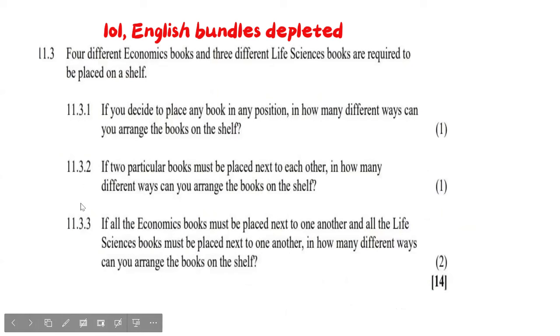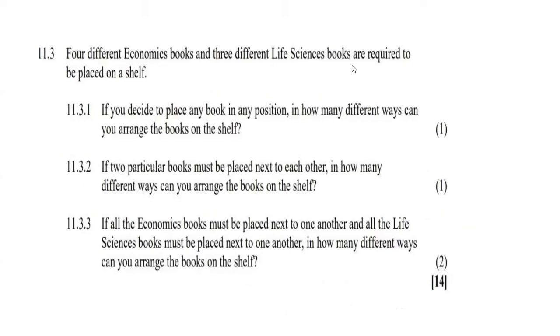Now, 11.3 says 4 different economic books and 3 different life science books are required to be placed on a shelf. 11.3.1 says if you decide to place any book in any position, in how many different ways can you arrange the books on the shelf, right? So for this one, you just have to count how many books are there. We have 4 different economic books and 3 different life science books. All in all, we have 4 plus 3, so that's 7 books.